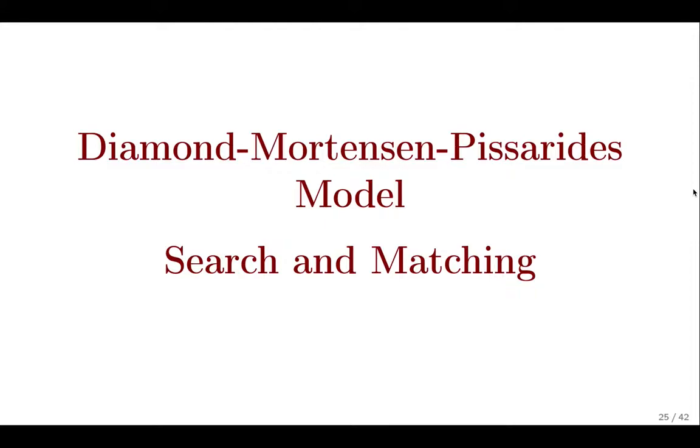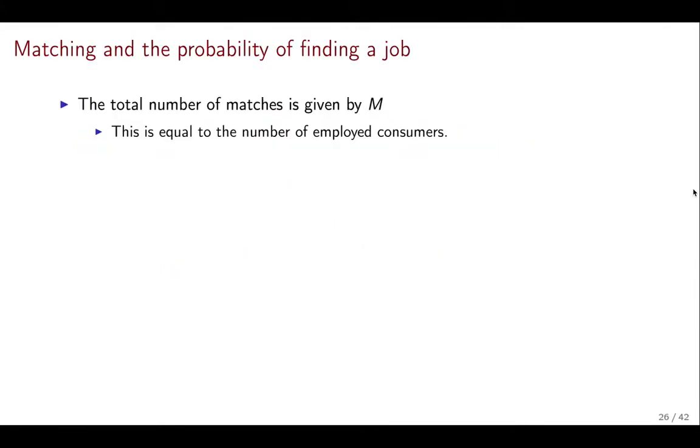In this video, we finish with the setup of the DMP model by discussing how search and matching works inside the model. So the first thing here is we want to get two things. We want to get the total number of matches, which is going to be equal to the total number of employed consumers, and the probability of finding a job and filling a vacancy, of course. Okay, so those are the things, these probabilities and the total number of matches.